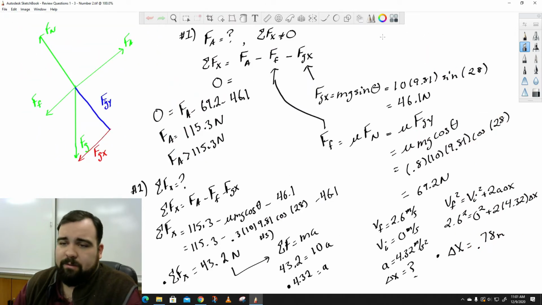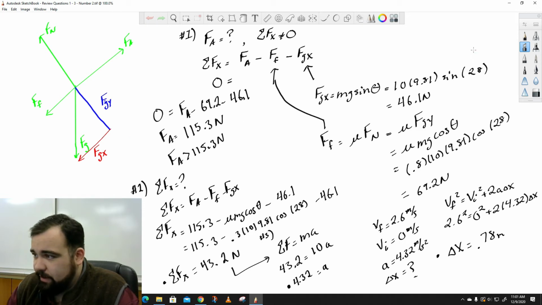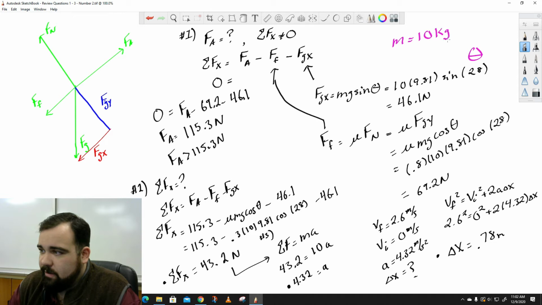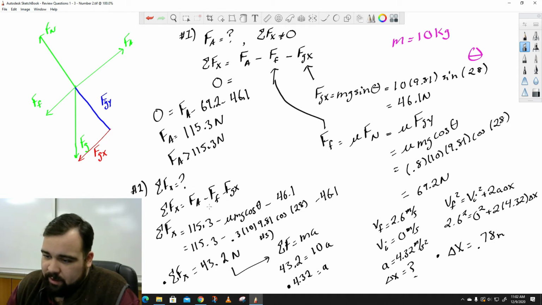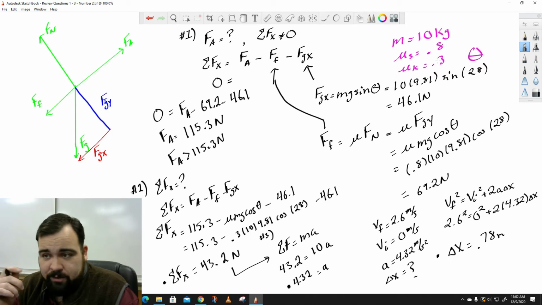This is number 2. We are given an object that is on a slope, and the angle of the slope was 28 degrees, so this was your theta value. And I'm trying to think what else was given in the problem. It gave you the mass of the object, so you're given m equals 10 kilograms, and you were also given 2 different coefficients of friction. So we were given that mu static is 0.8 and mu kinetic was 0.3. So that's all we knew about the situation.